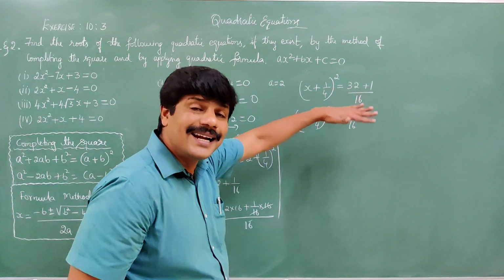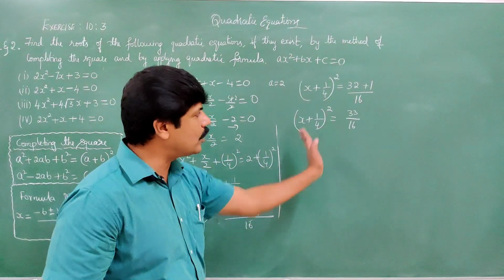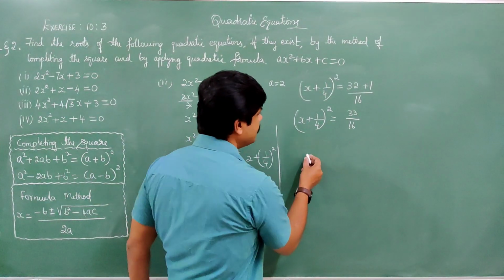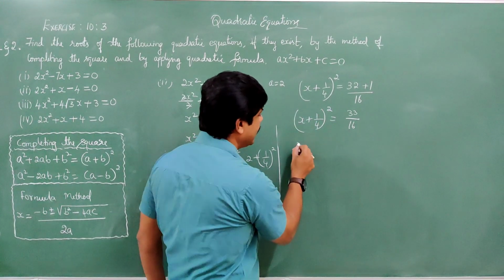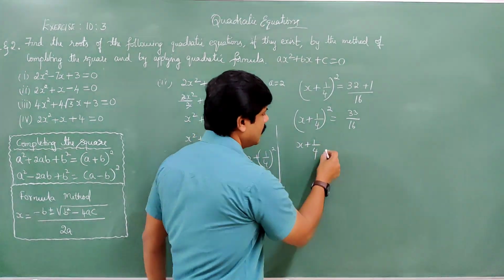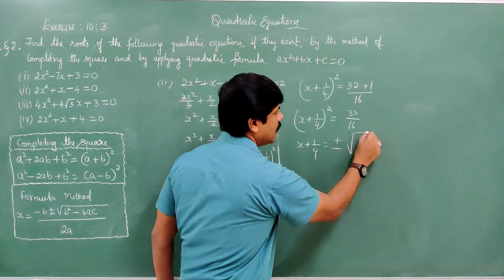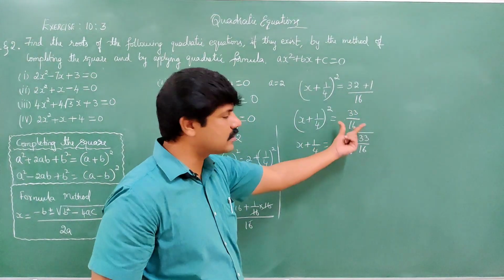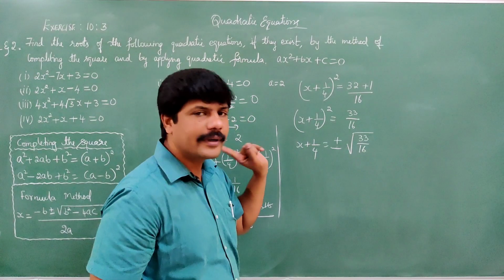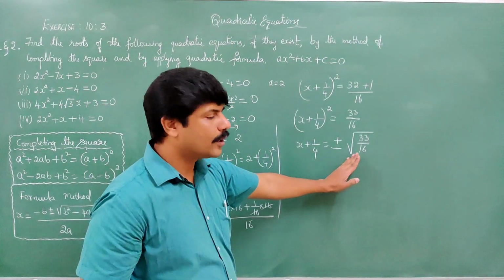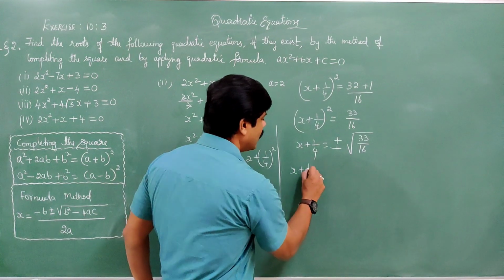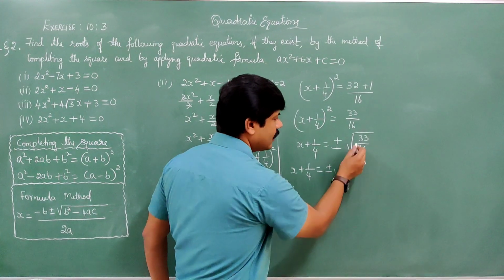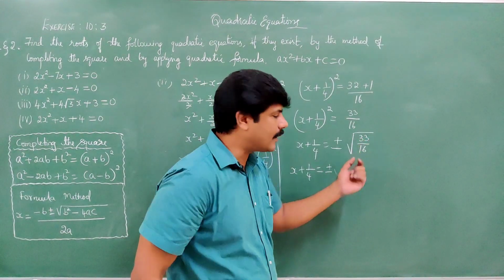The third step is to take the square root on both sides. When you take the square root on both sides, the square root gets cancelled, so x + 1/4 remains here, plus or minus the square root of 33/16. How did I get this? By taking the square root on both sides. Root 33 is not a square number, so keep it as it is.